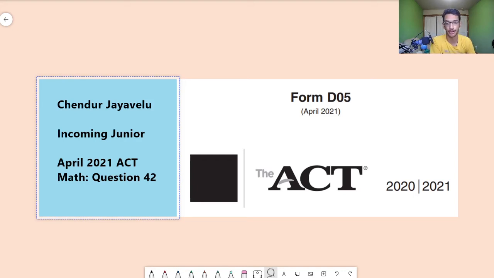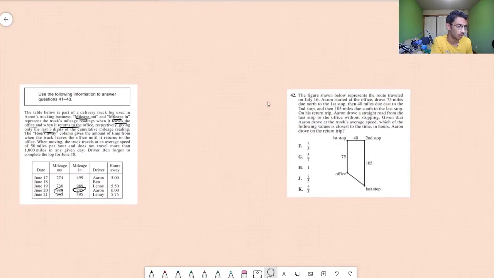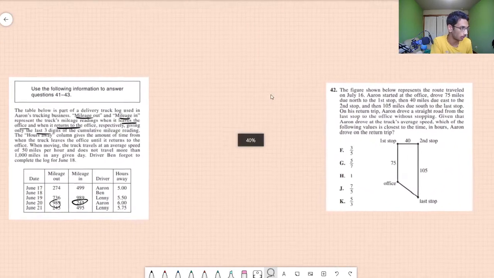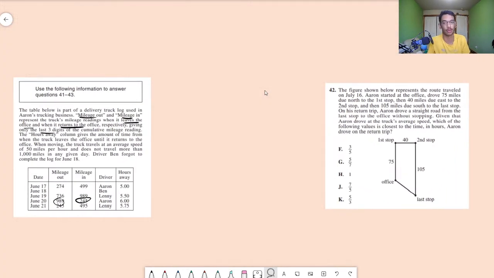I'm an incoming junior in high school, and today we're going to be looking at question 42 of the April 2021 ACT Math section. So let's get to it. 42 was part of this table question from 41 to 43. I've explained question number 41 and the table in the previous video, so make sure to go check that out. But now let's read question number 42.